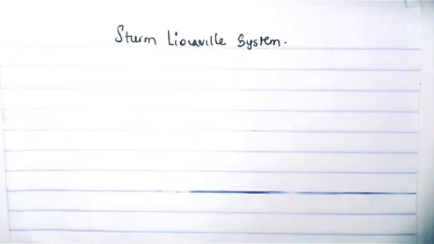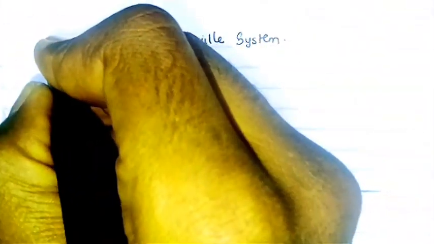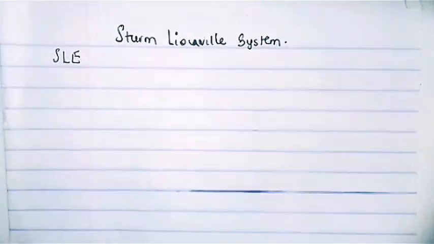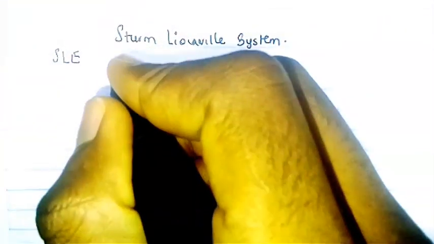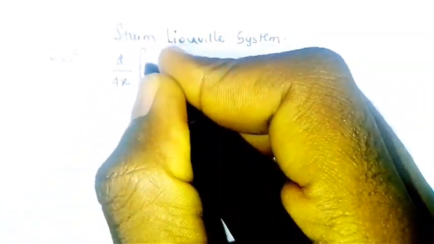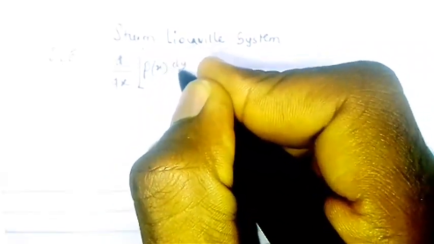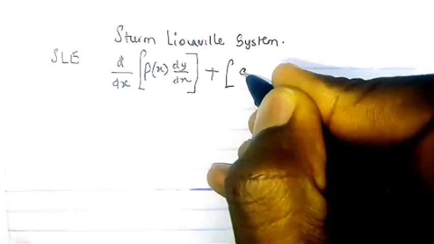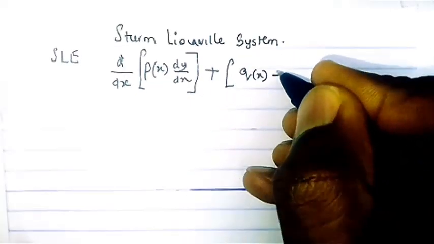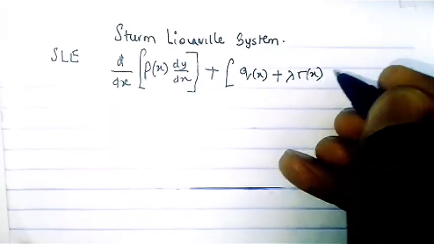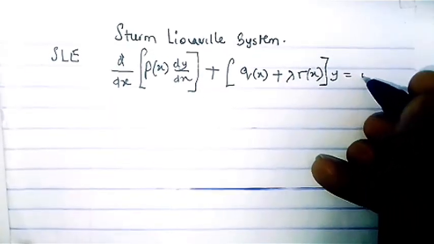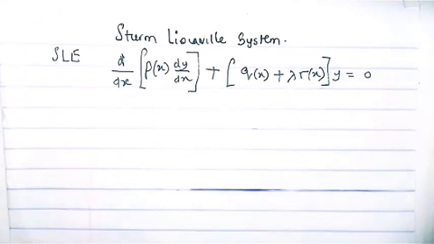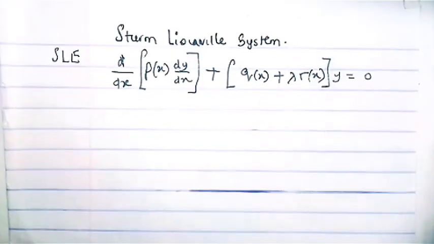So, what is a Sturm-Liouville equation? Let me call it SLE, the Sturm-Liouville equation. It is giving us the derivative with respect to x of p(x) times dy/dx, plus q(x) plus lambda r(x), times y, equals 0. So this is the Sturm-Liouville equation.